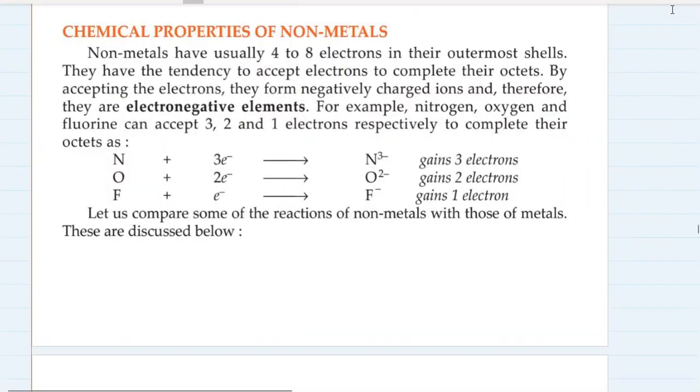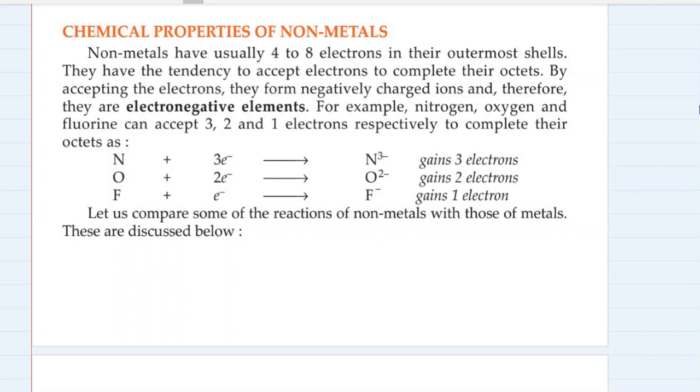Welcome, guys, to the next part of chemistry chapter 3, metals and non-metals. In this part, we are going to study chemical properties of non-metals. So we have understood in detail what is the pattern in which metals react with different elements, right? And different compounds. And on the basis of that pattern, we created a series called reactivity series of metals.